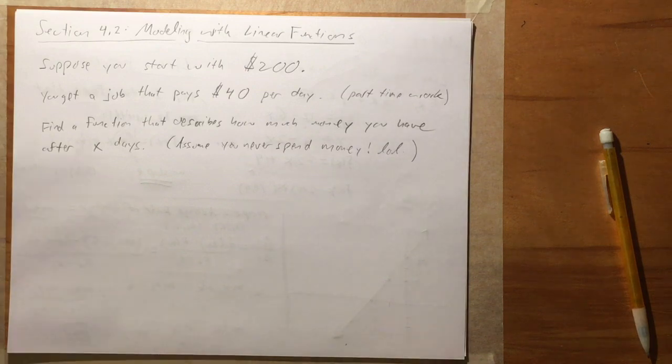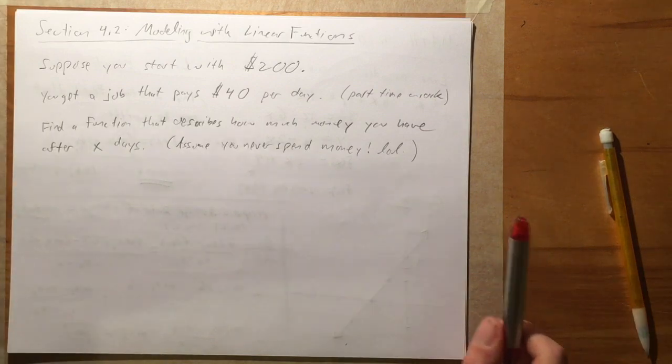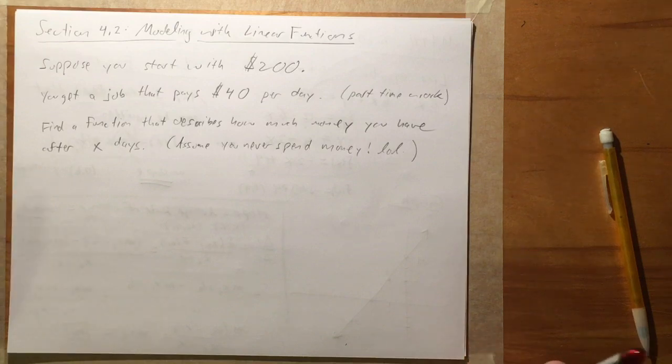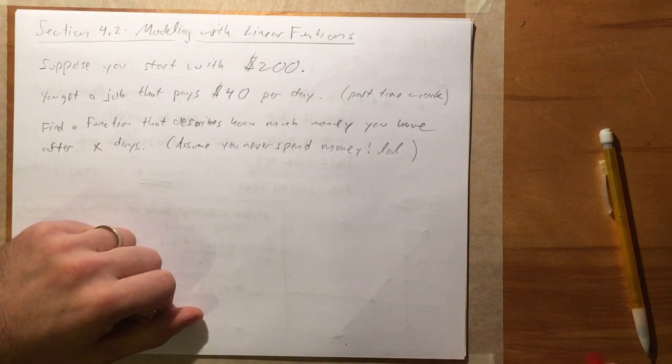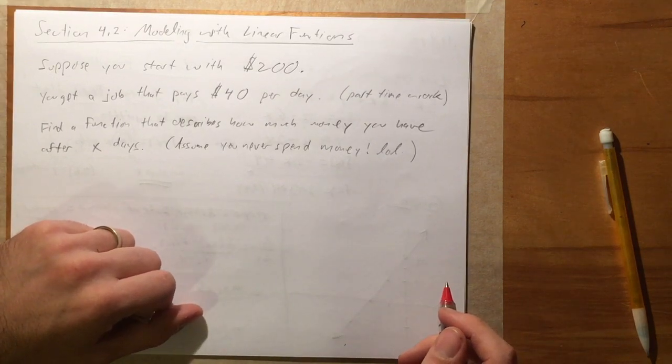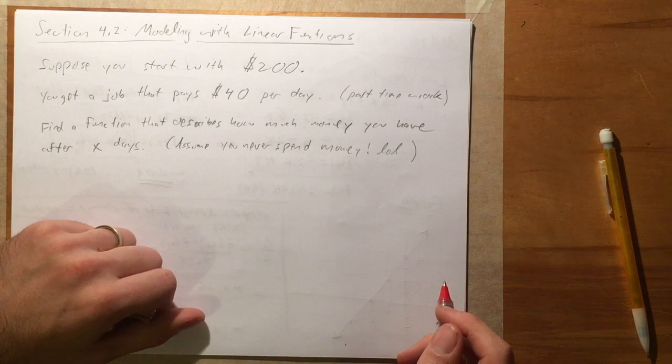So that is a rate, right? When you talk about rates, it's something per something else. It's how much one value changes for every unit increase in the other value. So in this case, it's $40 for every 1 day. And we want to find a function that describes how much money you have after x days, assuming we never spend any money. Ha ha ha. So let's analyze the information we're given, and then let's come up with a function.